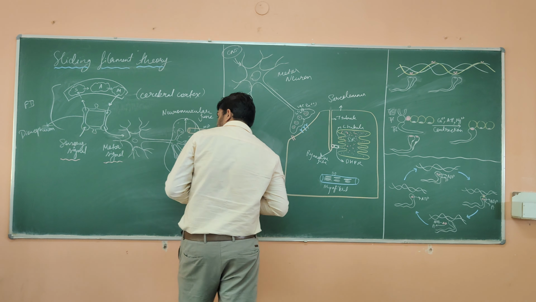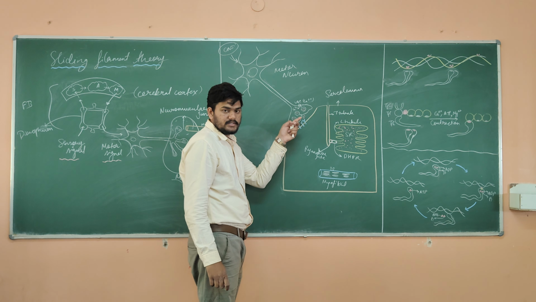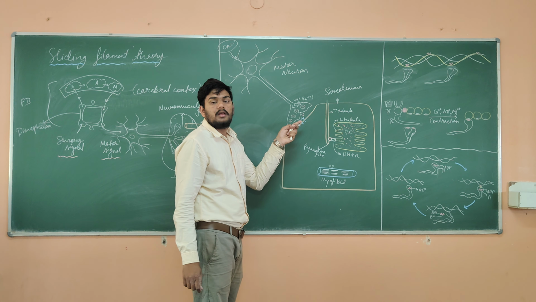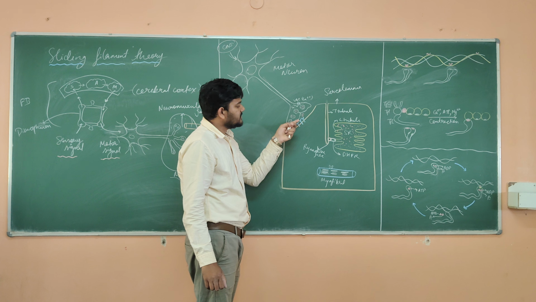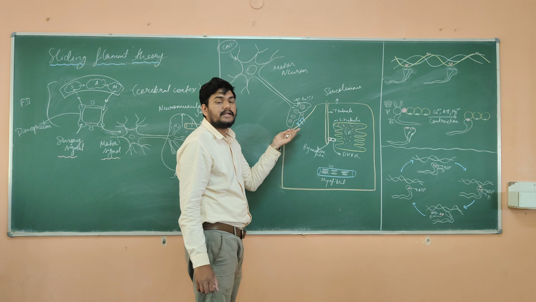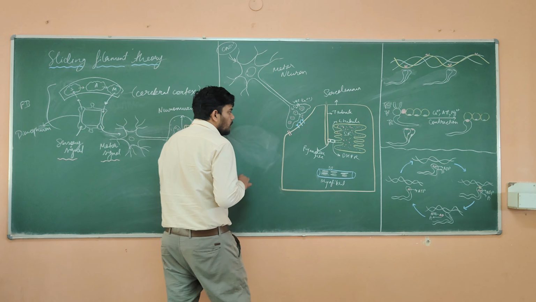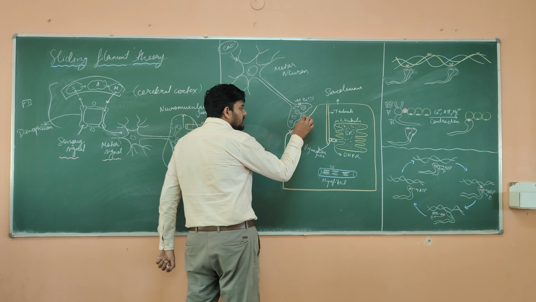And once this acetylcholine is released outside, it will bind to its specific receptor, known as nicotinic acetylcholine receptors, which is nothing but your ligand gated channel for sodium. Once the ligand, that is acetylcholine, binds on this channel, the channel will open and sodium will enter the muscle cell or the muscle fiber.